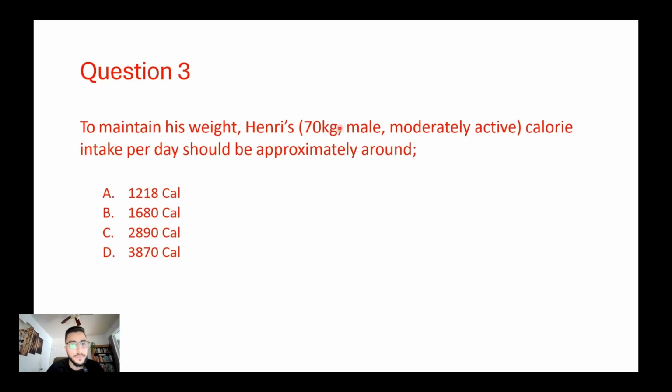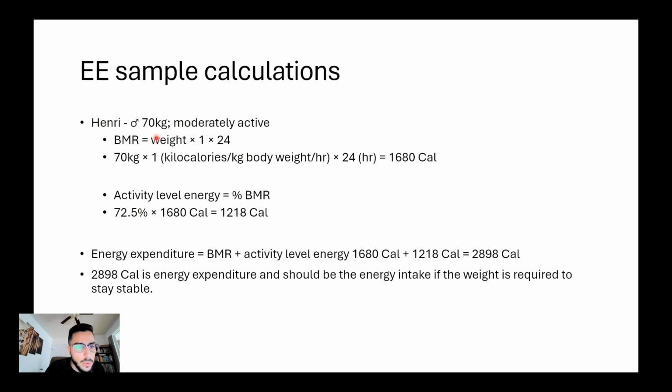BMR. Okay. Let's take a look at this question here where I'm talking about Henry, who is a 70 kilogram male, moderately active. And the question is asking how many calories he should take to maintain his weight. First, you need to calculate how much he spends. So you start with the BMR, which I've shown you right here. So the weight in kilograms times that constant that I told you about, which is 1 kilocalorie per kilogram of body weight per hour, times 24 hours, and that gives you 1,680 calories. That is the BMR of Henry.